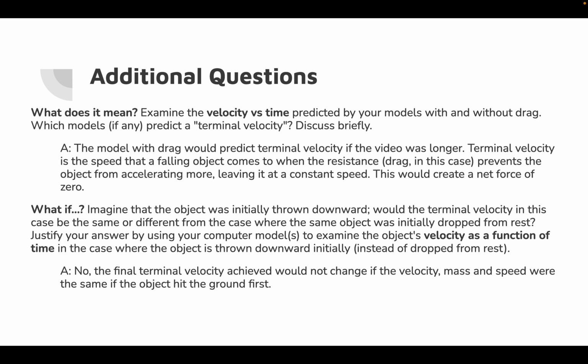In answer to the "what if" question, no, the final terminal velocity would not change if the velocity, mass, and speed were the same as they were in the original computational model if the object just hit the ground first.